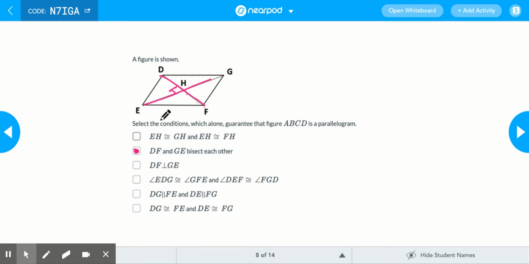Next, angle EDG. So this angle on the top left is congruent to angle GFE, bottom right. Okay, so far that angle is congruent to the opposite angle. Great. Next, angle DEF, bottom left, is congruent to angle FGD, top right. So how do we call that? Opposite angles are congruent. Yes, that's a property. So this one is great.